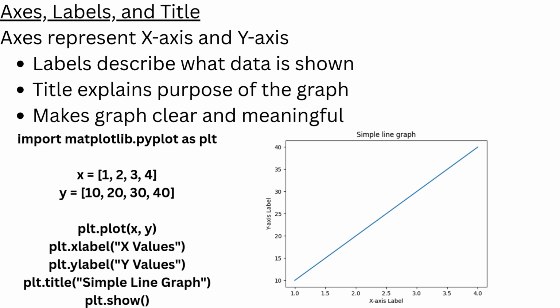Axes, labels, and title are used to clearly explain a graph. The x-axis represents the independent variable, and the y-axis represents the dependent variable. Labels tell us what values are shown on each axis. The title describes the purpose of the graph in one line. In this example, we added labels for both axes and a title to the graph. Using labels and title makes the graph easy to understand, especially when it is used in reports or presentations.